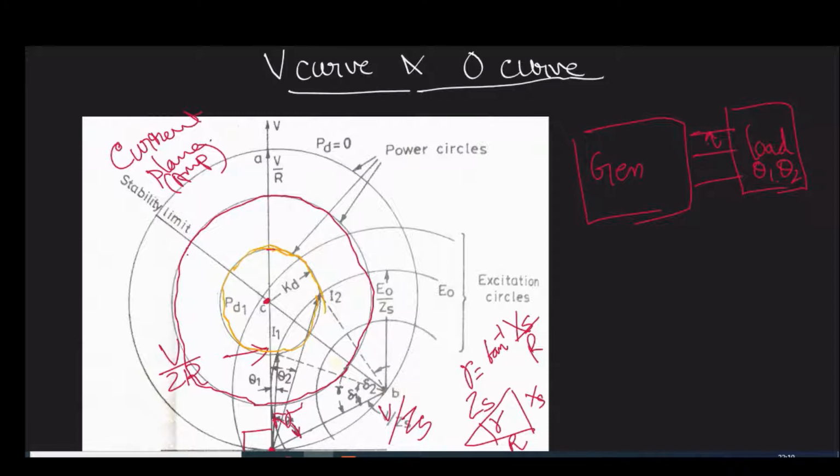Now we are drawing this V by ZS, and the arc of length V by ZS centered at point O intersects here at point B. Now from B we can further draw concentric circles where the circle's radius is governed by E naught by ZS. So this E naught by ZS is very important.